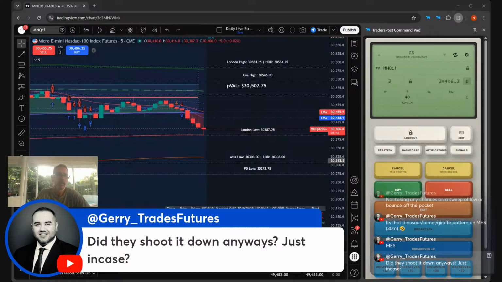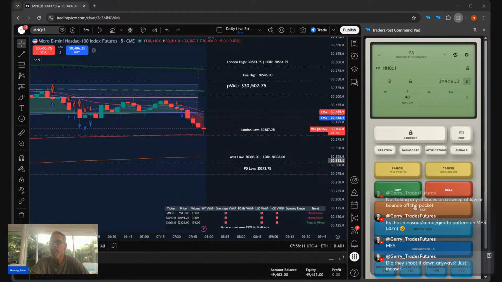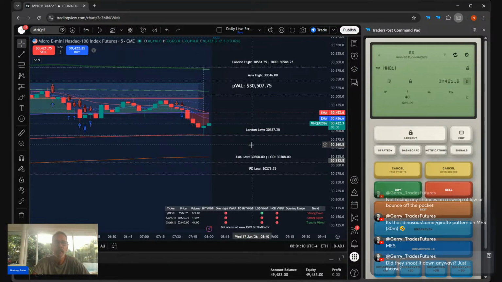Did they shoot it down anyways, just in case? Probably not. But it's 50-50. When it comes to Israel, they are a little bit on the trigger-happy side.